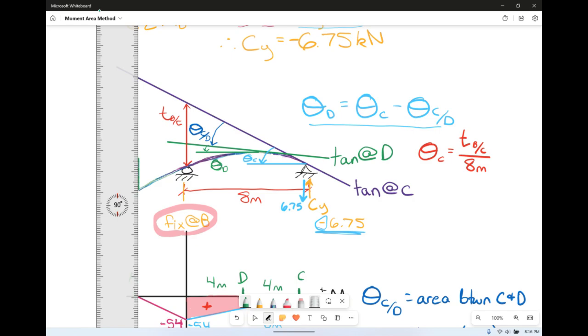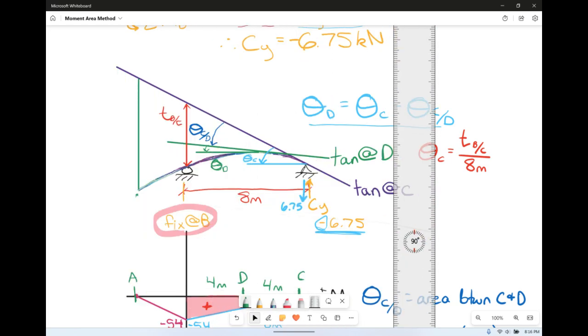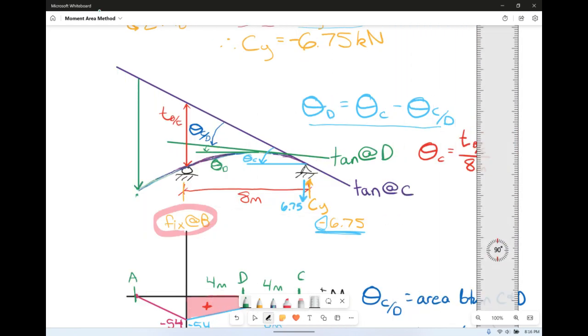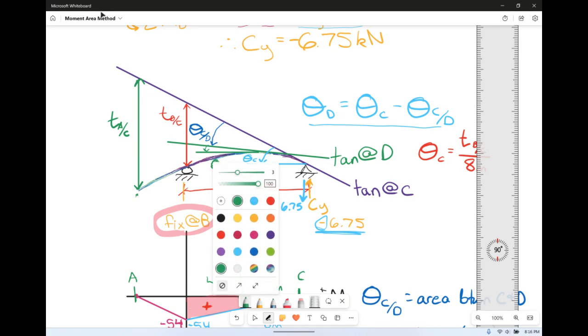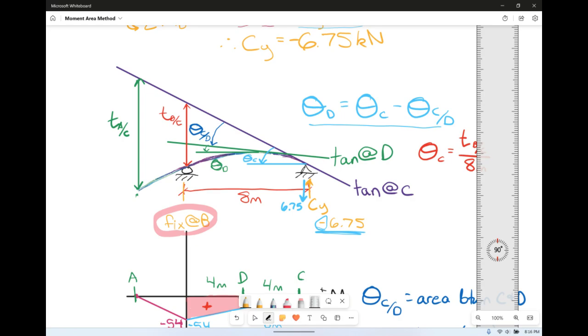We can calculate the vertical deviation of point A with respect to the purple line, which is tangent at C. Okay, so that gets us the total, but I don't want the total. What I really want is this distance from here down. That is actually the deflection at A.